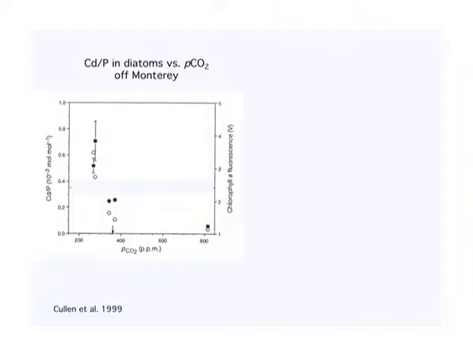And so you have a natural gradient of CO2. And so here is a plot. It's work with Jake Cullen, who at the time was a student at Rutgers University with Rob Sherrell. What you have here is the concentration of cadmium normalized per phosphorus inside the cells, which are full of diatom blooms, as a function of the CO2 in the water. And as you can see, there is a high value at low CO2 and a lower value at high CO2, as we had expected.